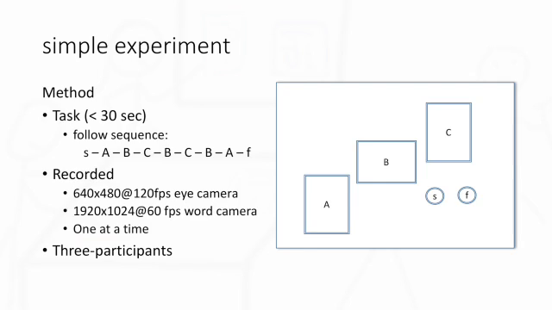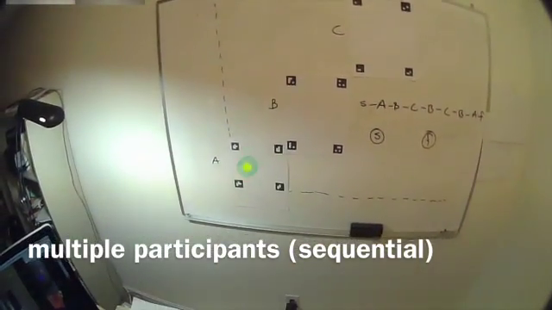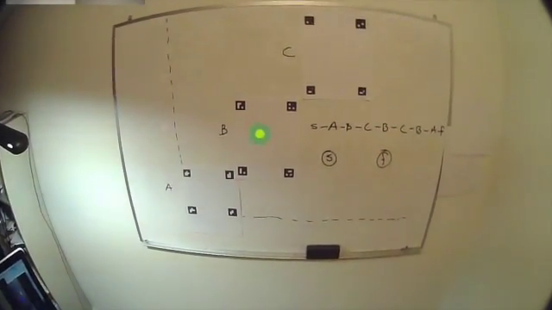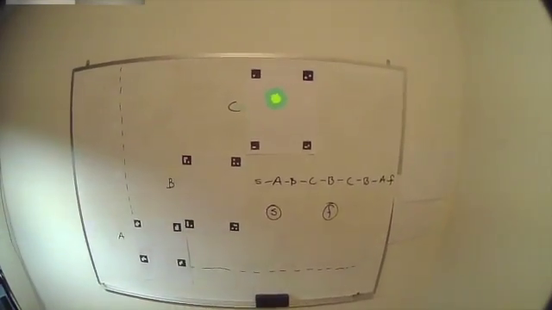Let's consider a simple task. Three participants are asked to look at a vertical screen and follow the given directions. It's very straightforward. They should gaze at areas A, B, C by following the sequence provided. Each run took less than 30 seconds. We ran single participants at a time, then synchronized runs.